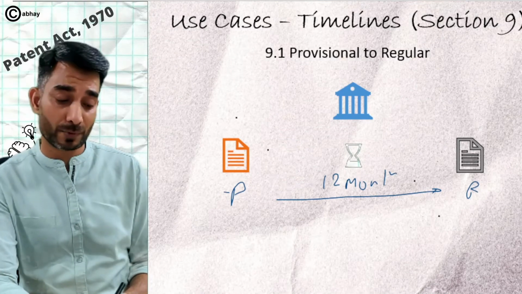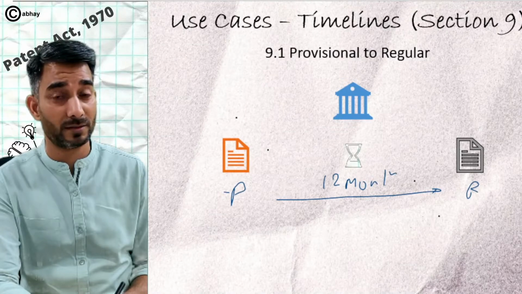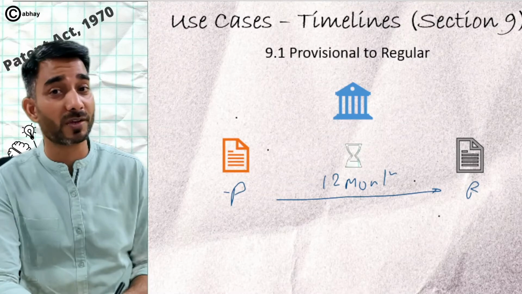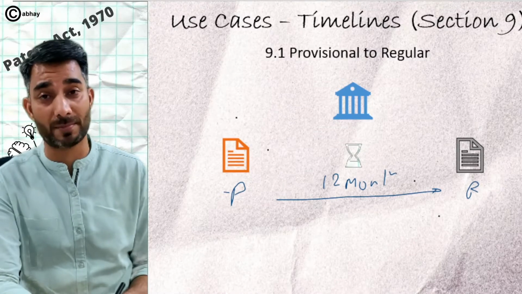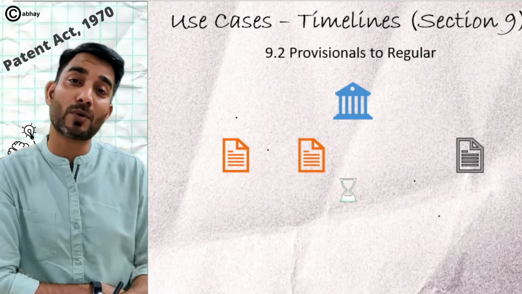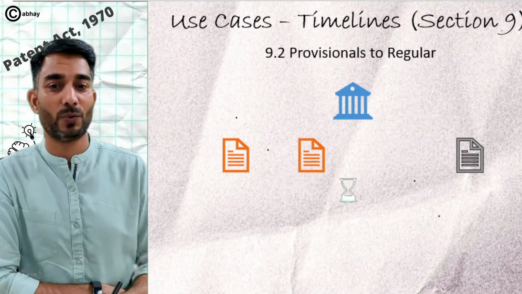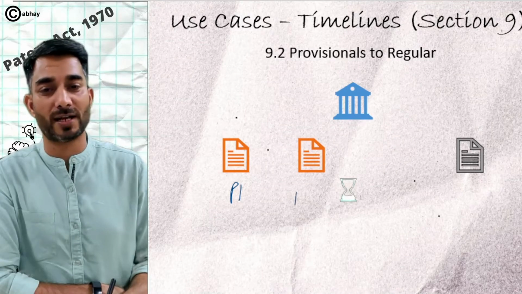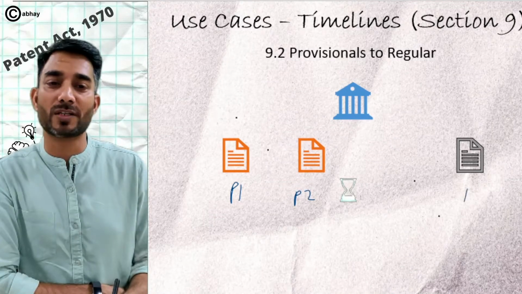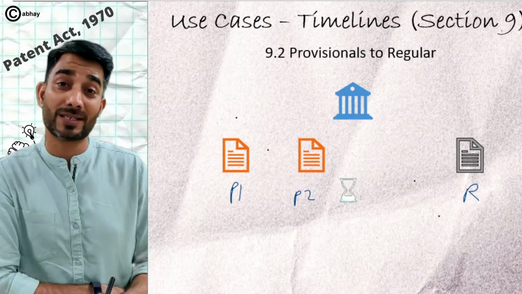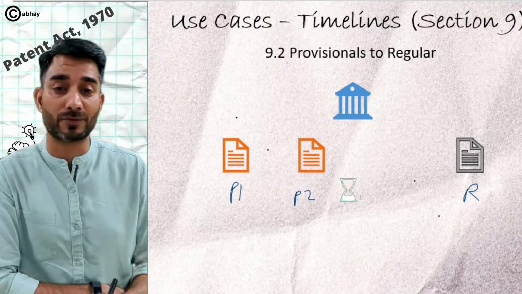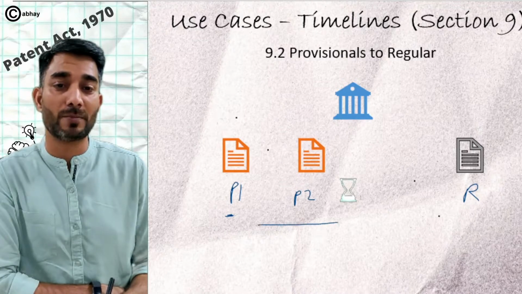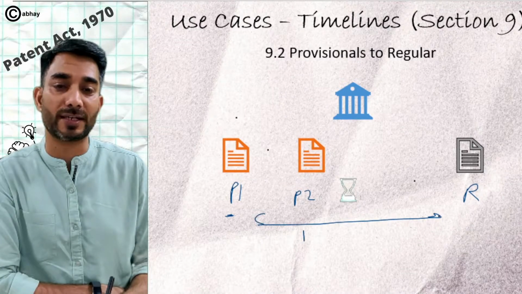Now, if you can file one provisional application, you can file multiple provisional applications also. You can have changes, you can have improvements, you can have modifications. In that case, what happens? 9.2 talks about that case as well, where you have a first provisional application, then you filed another provisional application, and then you converted that into a regular application. Here, even though there are multiple provisional applications, the filing date considered will be the first one, and 12 months will be counted from the first filing date.